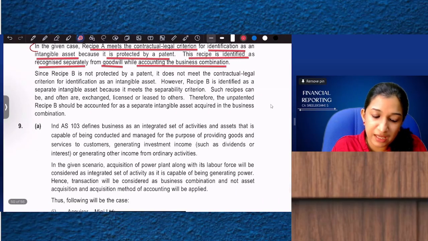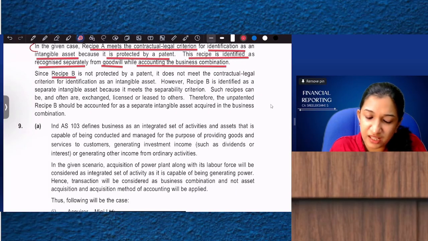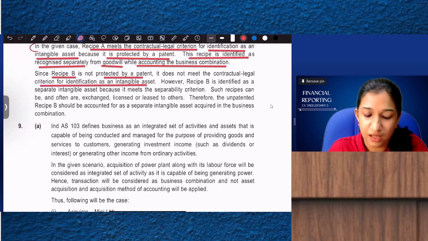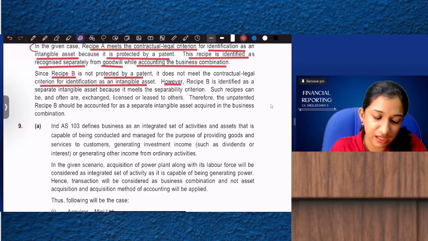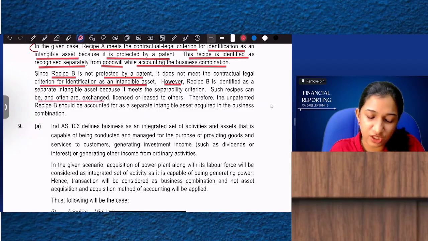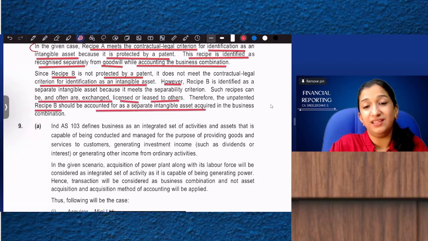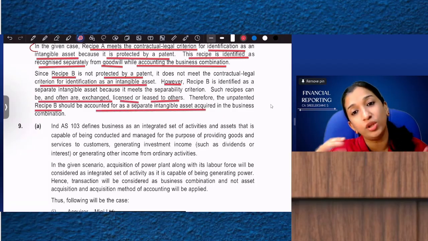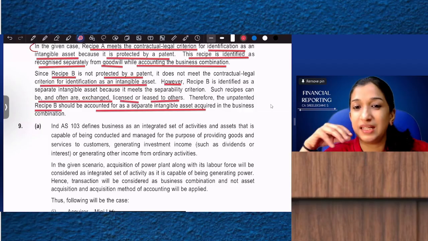Since recipe B is not protected by a patent, it does not meet the legal criteria for identification of an intangible asset. However, recipe B is identified as a separate intangible asset because it meets the separability criteria. Such recipes can be and often are exchanged, licensed, or leased to others. Therefore, unpatented recipe B should be accounted for separately. So, take over both recipes and show them as separate intangible assets.